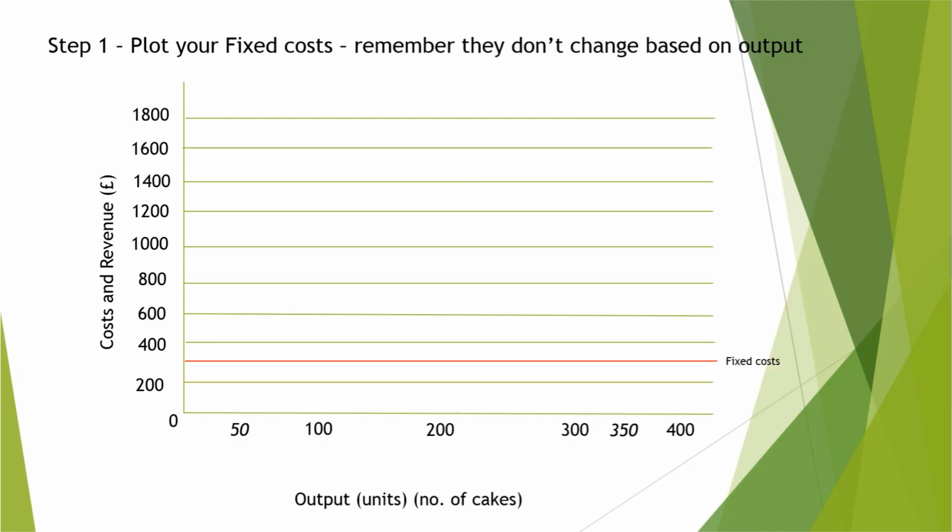So let's first of all plot our fixed costs. We know from our table that the fixed costs were £300 no matter how many units we produce, and therefore the fixed costs line is a horizontal line. You'll notice as well where the 0 is that it goes up to 300, because even if we don't produce any cakes, we still have to turn our oven on, and therefore we still have to plot that at £300.